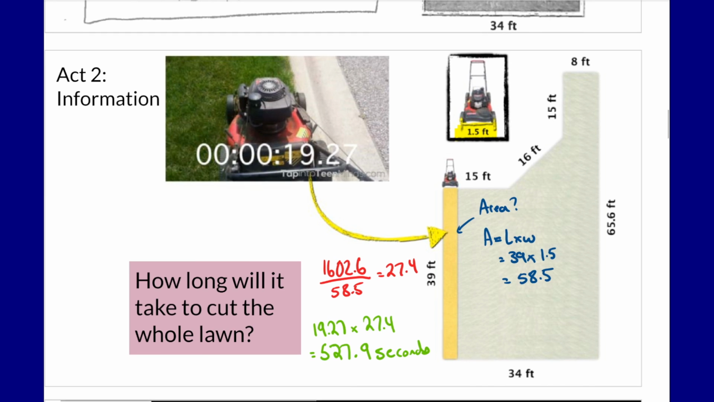And if we wanted to convert this to minutes, 527.9 divided by 60, and we get roughly 8.79 minutes. So based on our calculations, it would take 8.79 minutes to cut the entire lawn.